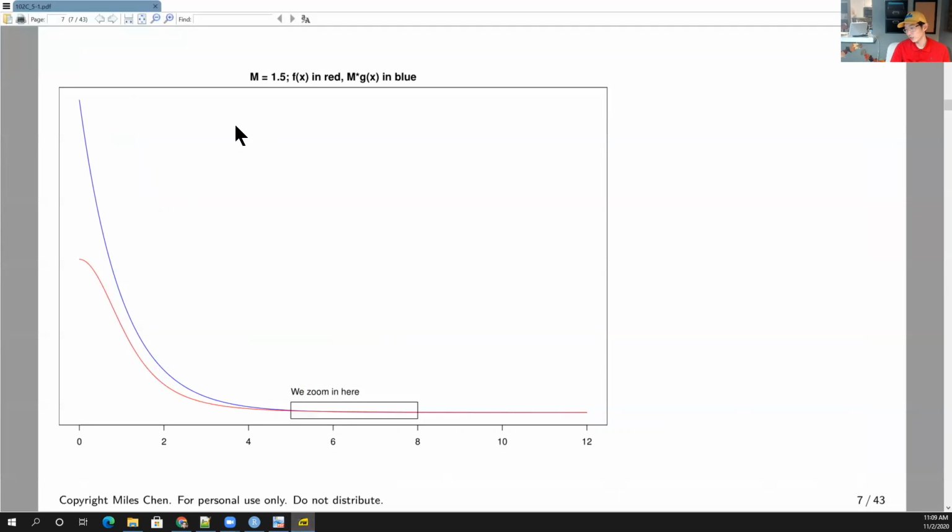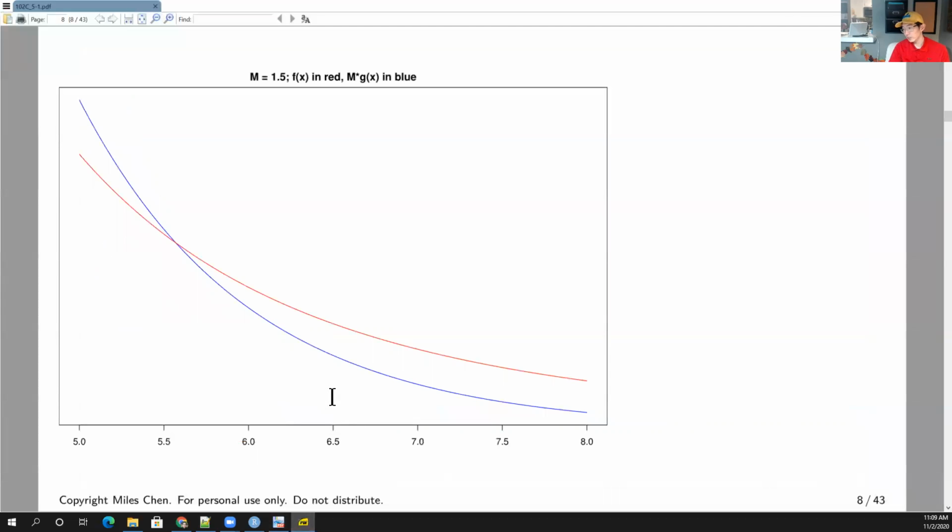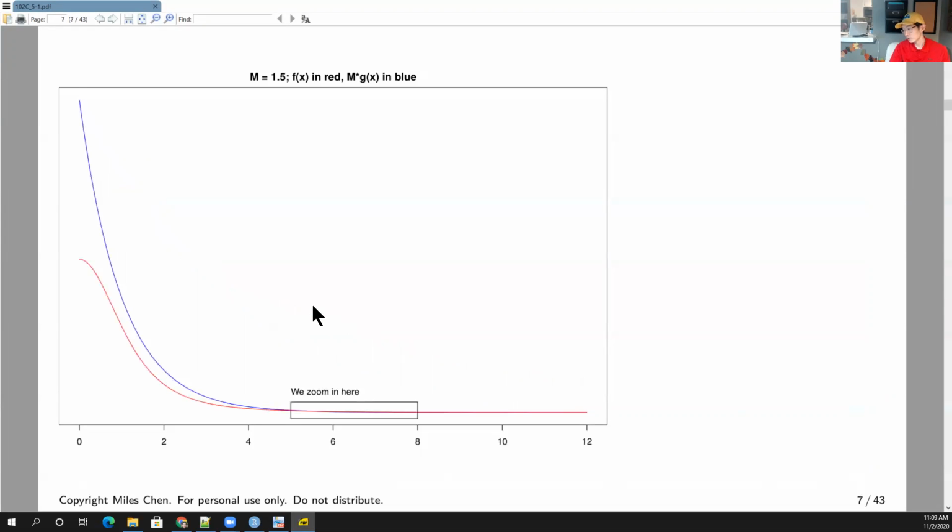I've used 1.5 instead of 1.3, and this is where we are. It looks like it's going to work for all of these values, but if you zoom in here, what happens is that the blue line ends up crossing below the red line, okay? And what we need is the blue line to remain above the red line, so m times g of x ends up being below f of x, okay? So that's with m equal to 1.5.